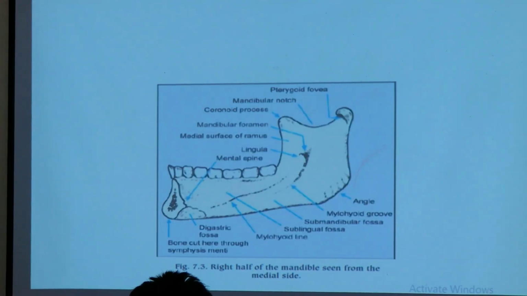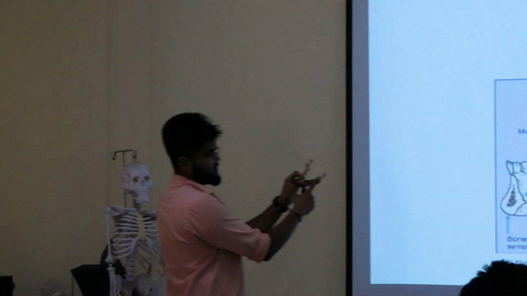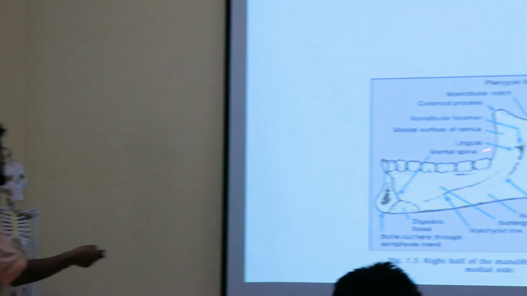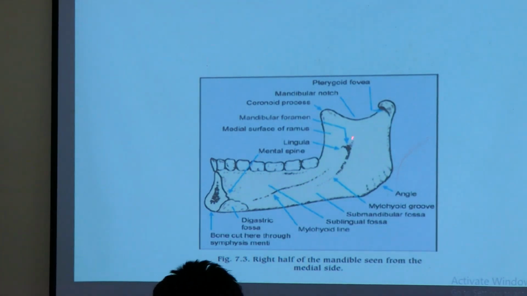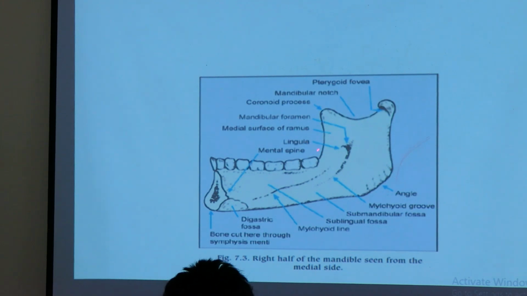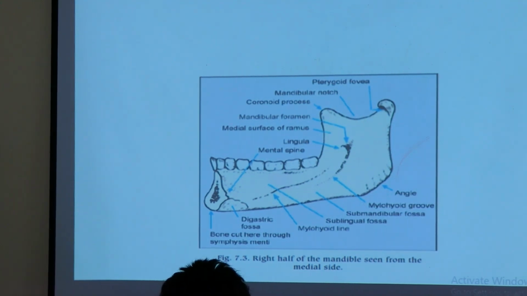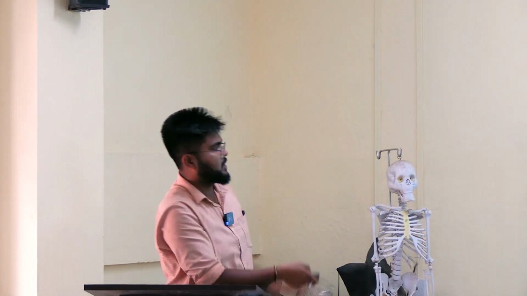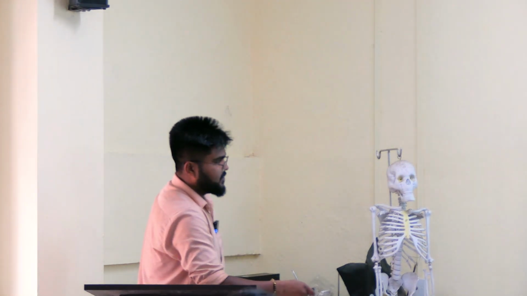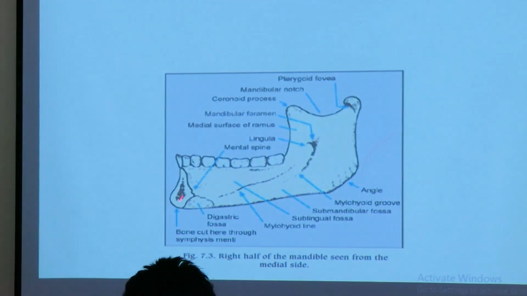Next, this is the inner view. Here you can see, which foramen is this? Mandibular foramen. The mandibular nerve and vessel pass through this foramen. So this is the mandibular foramen and this is the lingula. See here, one depression-like structure, tubercle-like structure is present, and here the mylohyoid groove is present. And this is mainly the angle, and here you can see the digastric fossa.